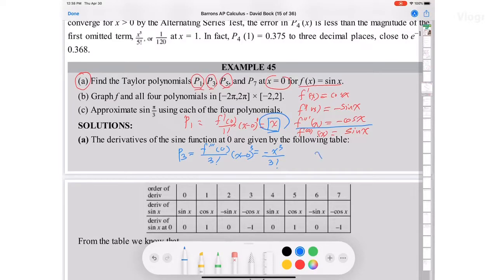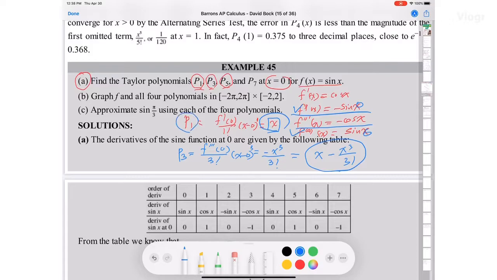P1 is x, and P3 is negative x cubed over 3 factorial. Why didn't I find the P0 and P2? P0 and P2 are 0. That makes sense: sine 0 is 0. For even degrees, the derivative is always 0, so you don't have to find it. So P3 is actually this.